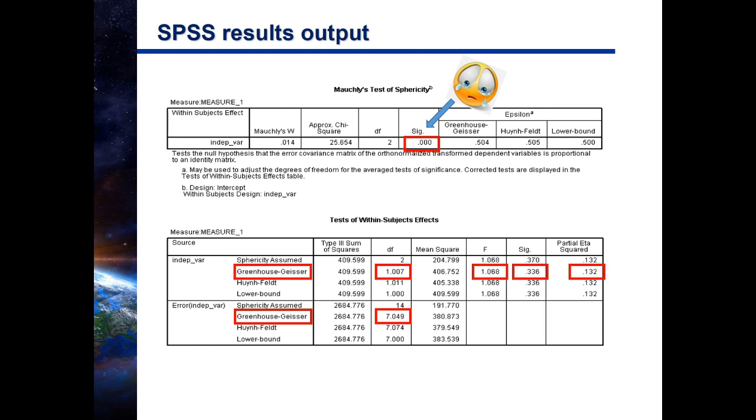So if there was no violation here, remember to look at sphericity assumed. Your degrees of freedom would be 2 and 14. Your F value is here, your sig value, and your partial eta squared.